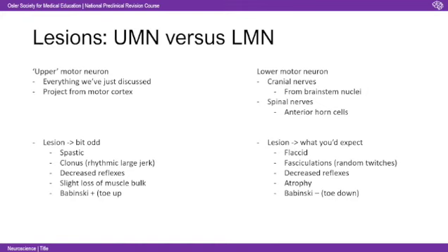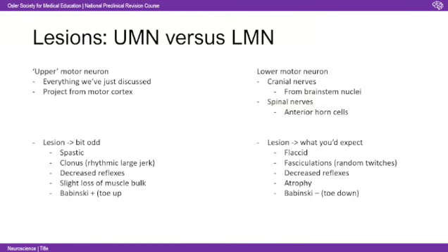Your reflexes are going to be decreased. You're going to have atrophy, which means the muscle bulk will be reduced. And they'll be Babinski negative, which means if you're a very grumpy neurologist and you scratch the bottom of someone's foot from the bottom up, their toe is going to point down, so towards the ground.